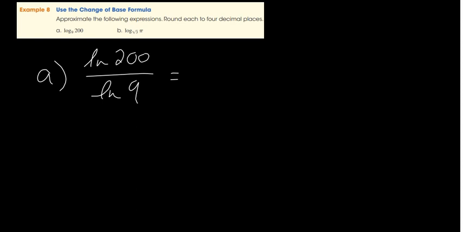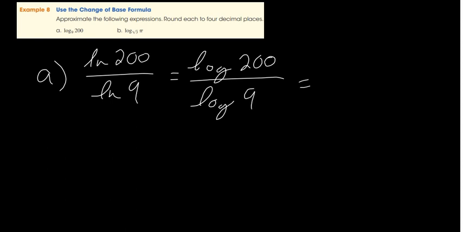So what we'll have to do is the change of base. To figure out what log base 9 of 200 is, we simply say natural log of 200 over the natural log of 9, and of course that is equal to the log of 200 over the log of 9, which is going to be equal to 2.4114 to 4 decimal places. And that is change of base.